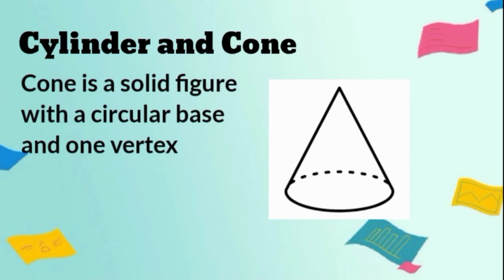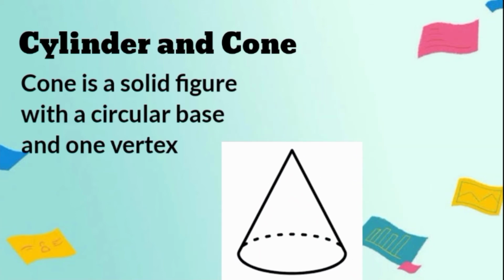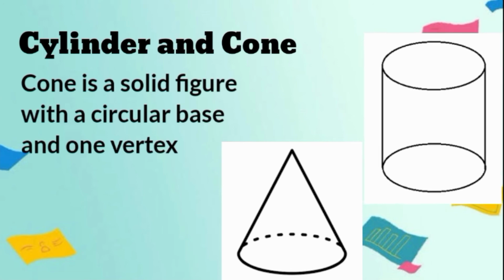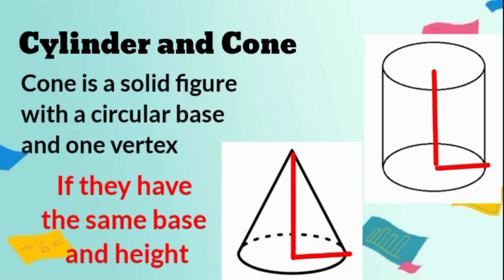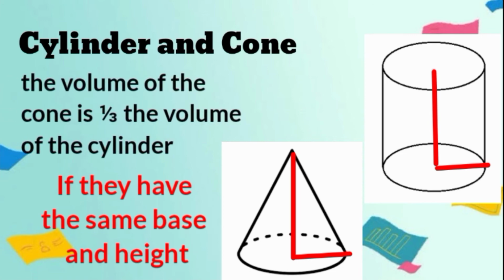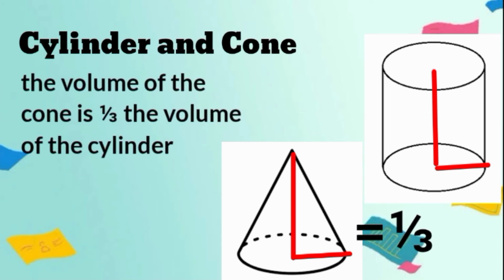A cone is a solid figure with a circular base and one vertex. In order to find the volume of the cone, you need to consider the cylinder's base and height and the cone's base and height. If the cone and cylinder have the same base and height, the volume of the cone is 1/3 the volume of the cylinder.